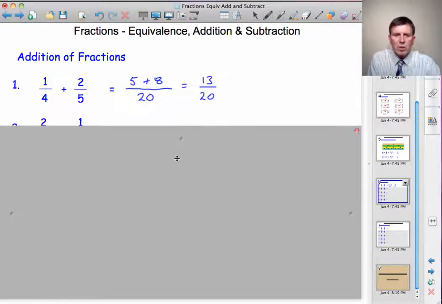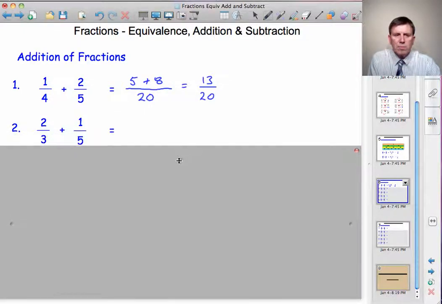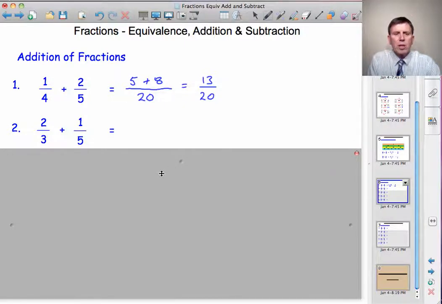Move on to example 2. 2/3 plus 1/5. First thing to do, find a common denominator. What's the lowest number 3 and 5 go into? 3 times 5 is 15. We can use that. There's nothing smaller than that. I've multiplied the 3 by 5 to get 15, so do the same to the top of the fraction, the numerator. 2 5s is 10.